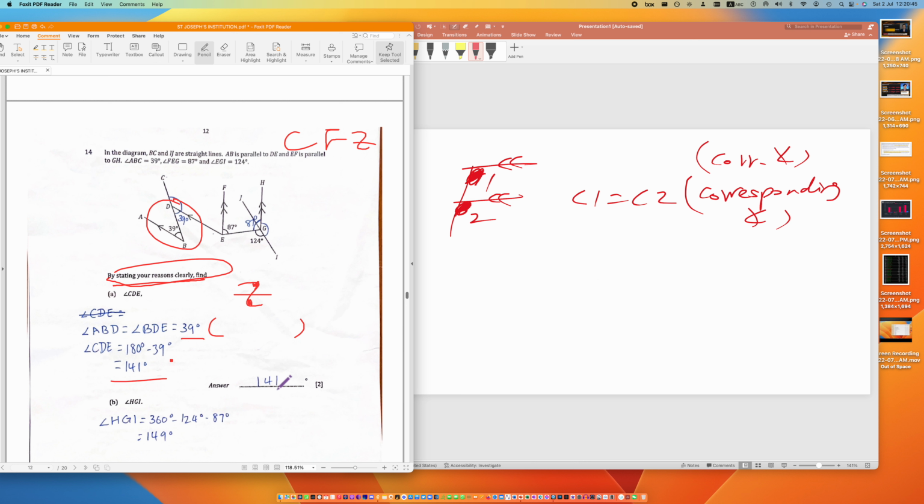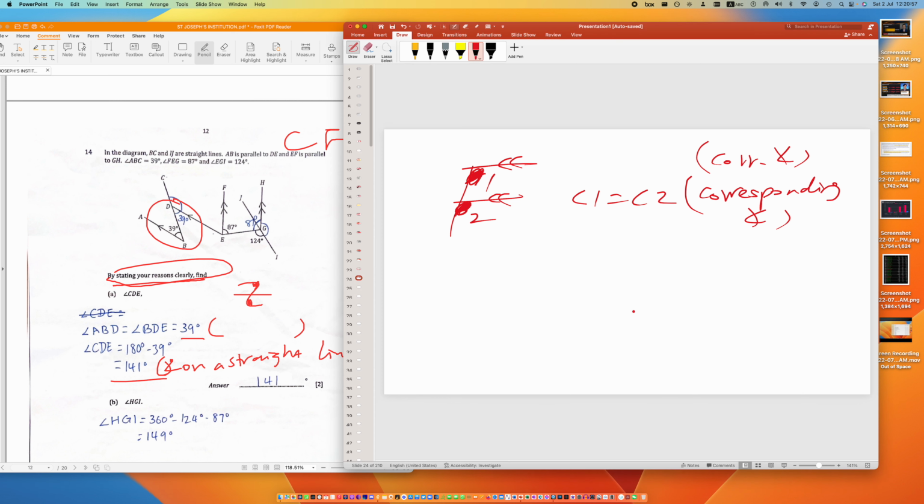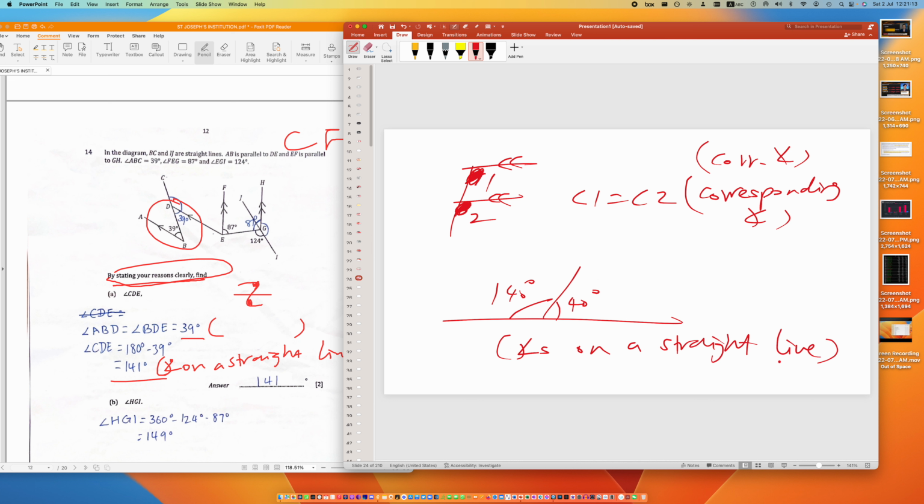Then what about this one, 180 minus? This is called angles on a straight line. That's the reason. Meaning, if this is 40, this one will be 140, because they have to add up to 180, right? So this reason is called angles on a straight line. Okay? So you have no problems solving, but your problems are elsewhere.